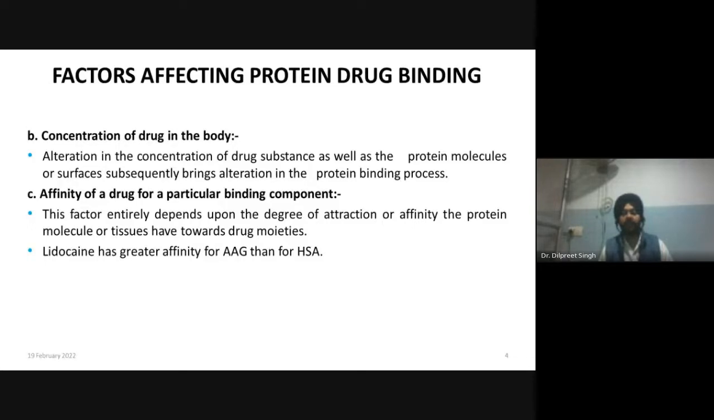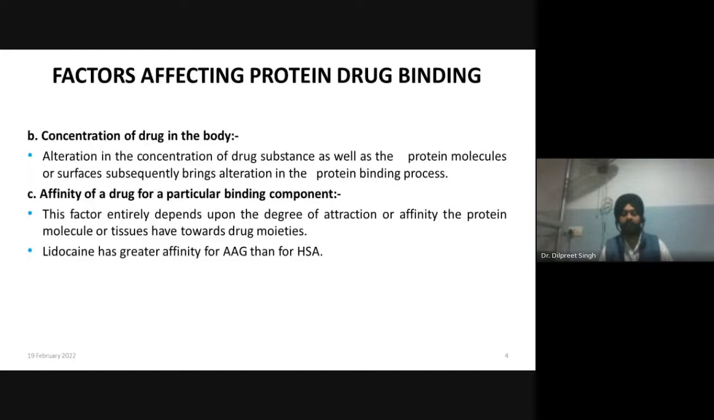So depending upon the type of the protein, the type of the drug, and the concentration of the drug in the body, we can depict the alteration in the protein binding process or the alteration in the concentration of the drug in the free or active form. C is the affinity of a drug for a particular binding component. This factor depends entirely upon the degree of attraction, the degree of ionization, or the affinity of the protein molecule or tissue towards the moiety.